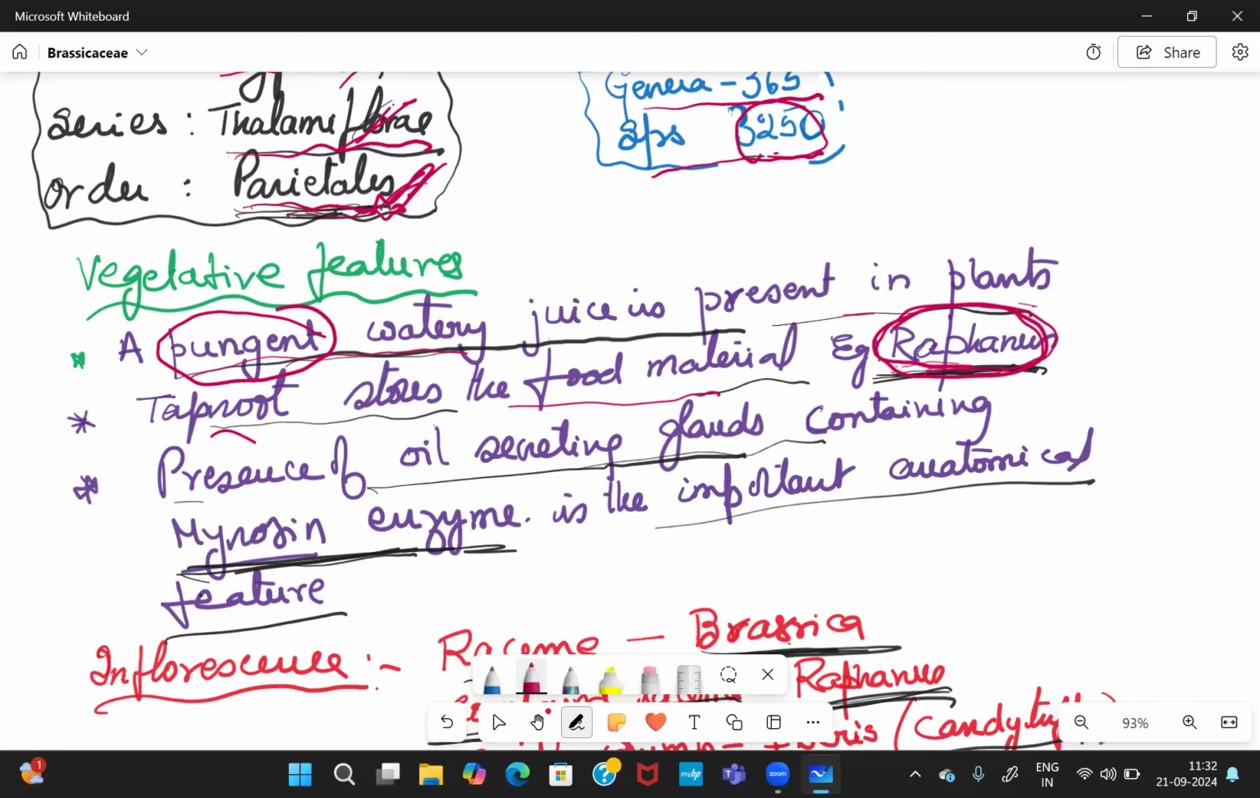And there is the presence of oil secreting glands containing myrosin enzyme. So these are all special vegetative characters of the Brassicaceae family. The myrosin enzyme is present in the oil secreting glands. That is an important anatomical feature.